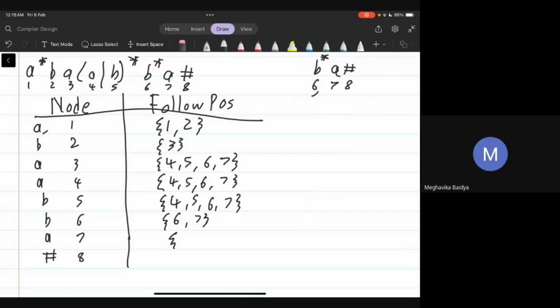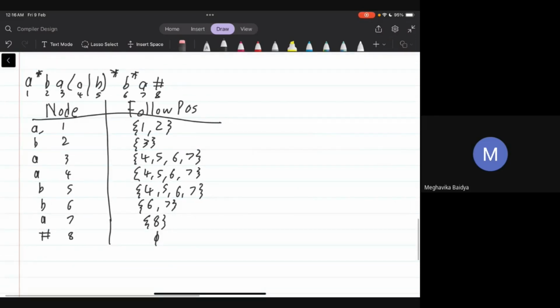Okay. And for 7, let's remove this. 7 is always followed by 8. There's no other option. And for 8, there's nothing here. It's empty. So you just write null. Okay, understood. This is your follow pos table. So now from this follow pos table, you're going to derive all the transitions.